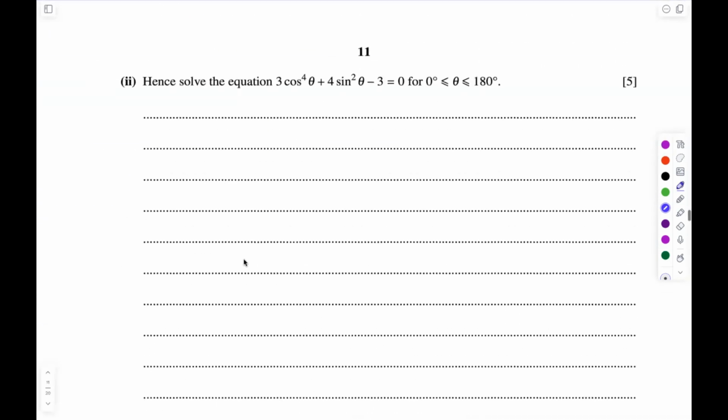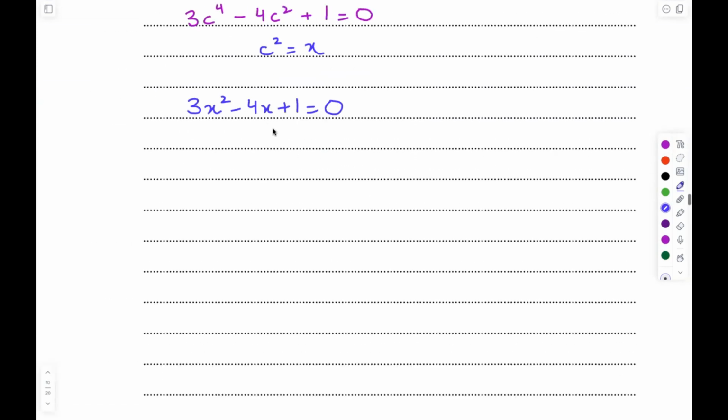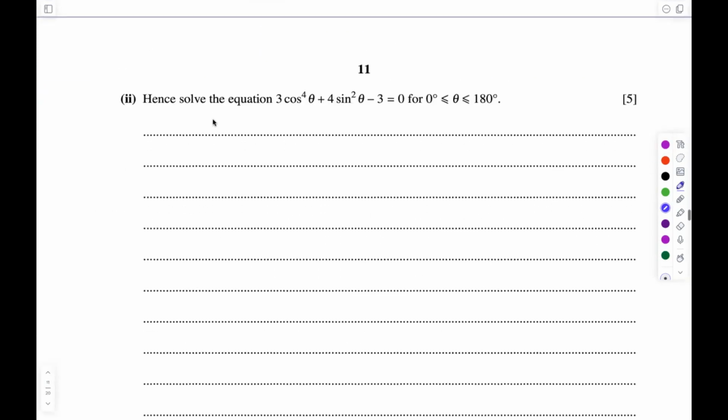In part 2, it says, hence solve the equation 3 cos⁴θ + 4 sin²θ − 3 = 0. Now, we have already shown that this equation can be written as 3x² − 4x + 1 = 0, and we know that cos²θ is equal to x. So first, solving this equation, we'll get 3x², and we have to get a −4, so this will become −3x − x + 1 = 0.